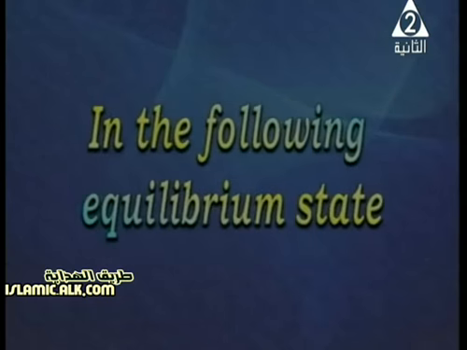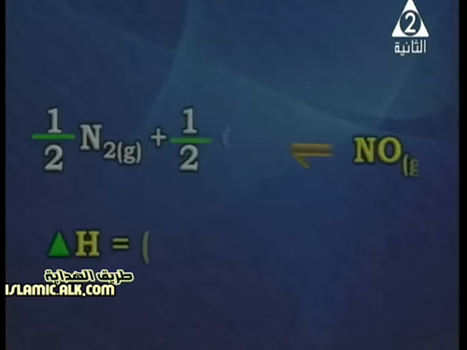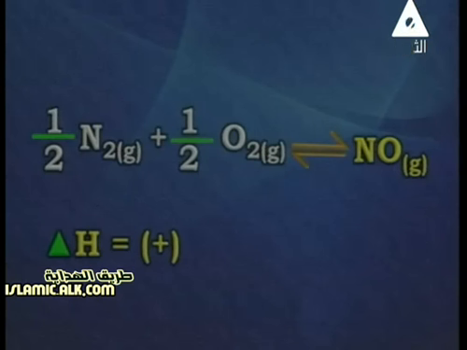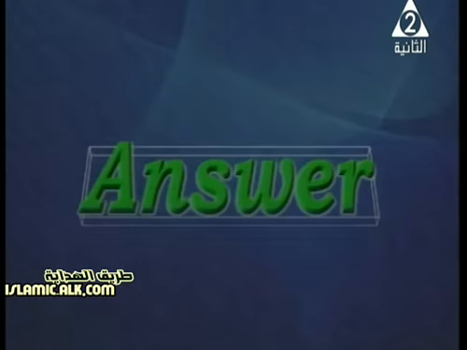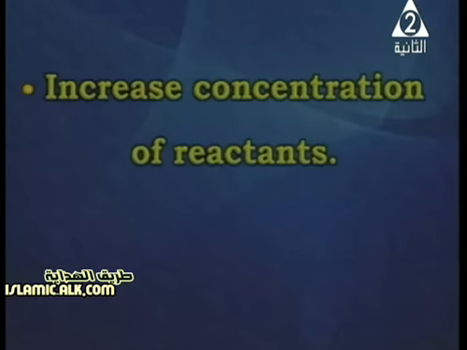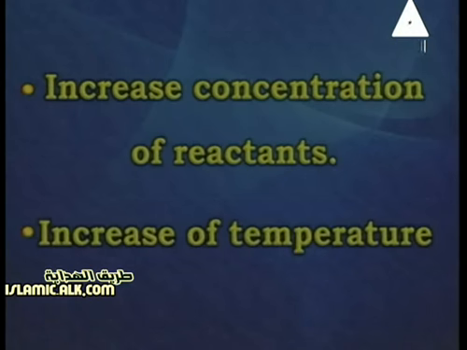The next type of question here, my dear student: in the following equilibrium state, half N2 plus half O2 gives in equilibrium NO, nitric oxide gas, and the reaction is endothermic as delta H is positive. What are the factors that favor the increase of the amount of nitric oxide? The solution here, my dear student: increasing the concentration of the reactants, and also increasing the temperature of the reaction.